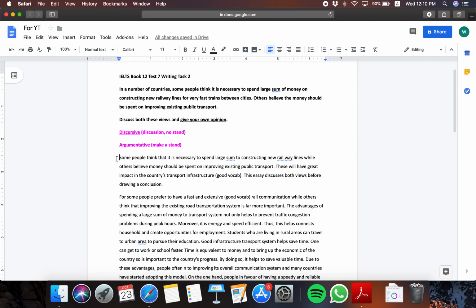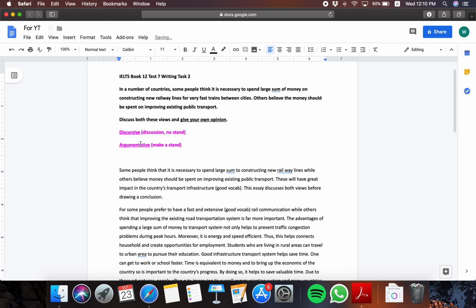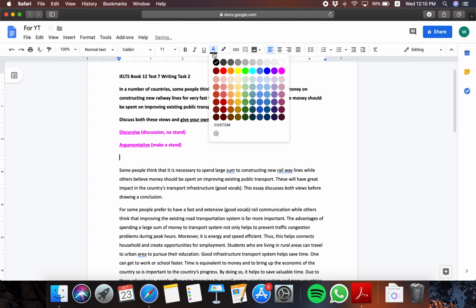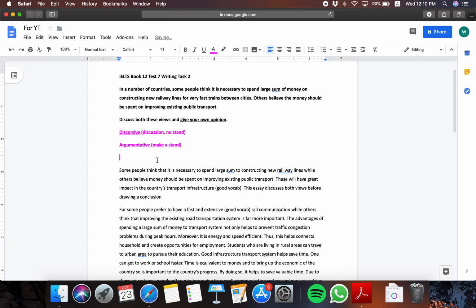Before I begin, since this is an argumentative essay, you have to talk about both perspectives, but you can only agree with one perspective. Most importantly, you must know the structure of an argumentative essay. For the IELTS examination, because you only have 40 minutes to write this essay, you have to make sure that you hit all the marking scheme criteria.